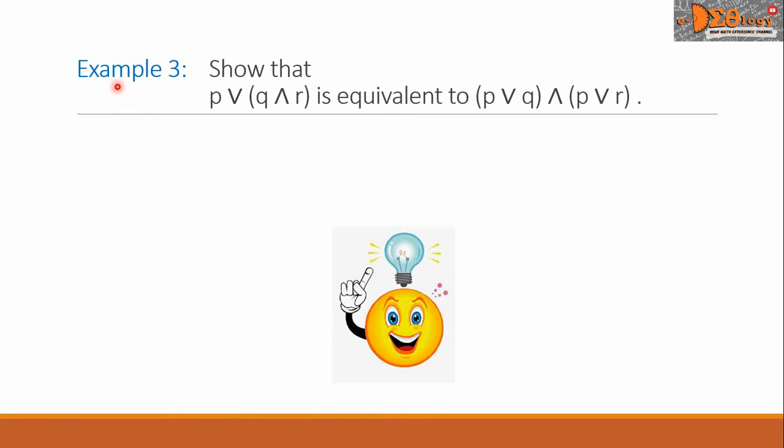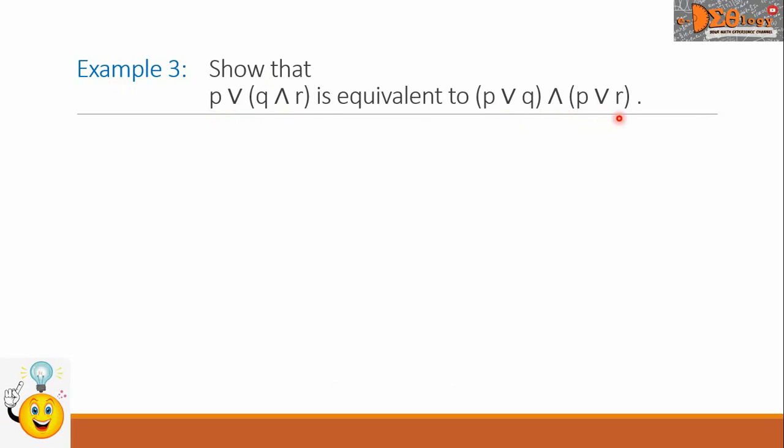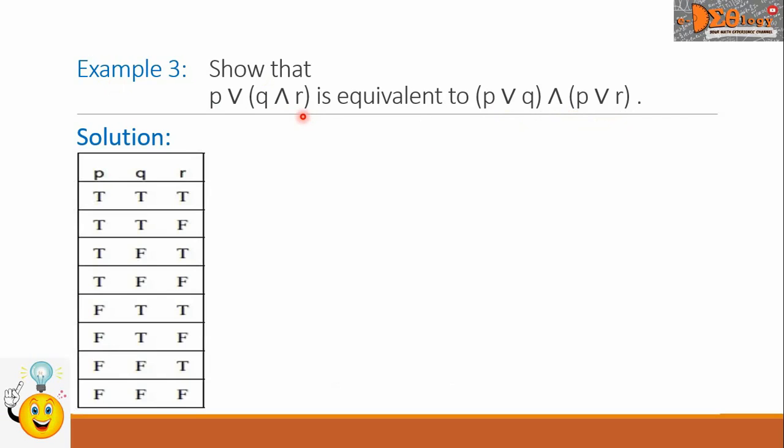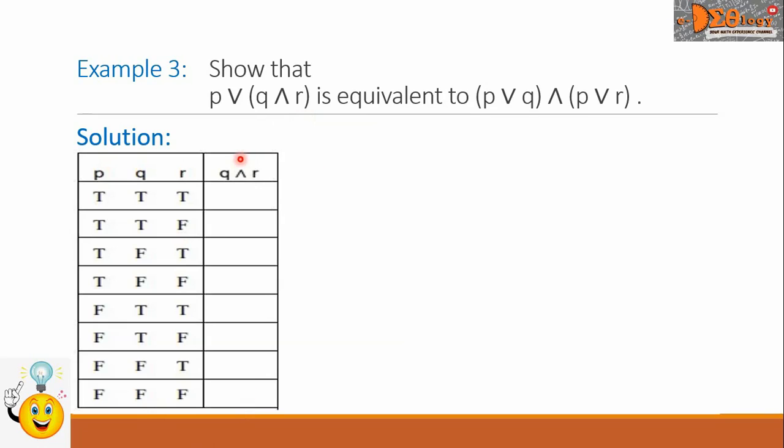Let's have example 3. Show that P or the compound proposition Q and R is equivalent to the compound proposition P or Q and the compound proposition P or R. We can see here that we have three propositions P, Q, R. So let us start with the truth values of P, Q, R respectively. And then let us evaluate Q and R. And the values are here.